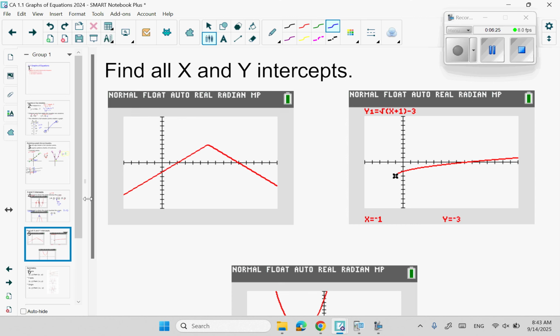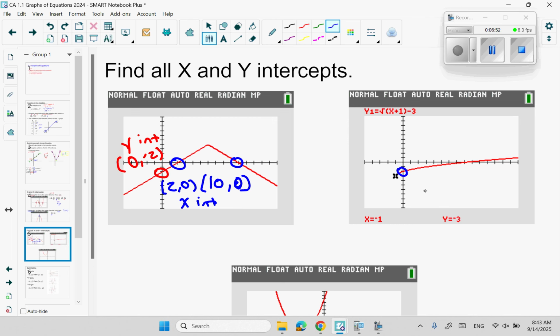Okay, find all the x and y intercepts. We get here and here, so that's 2, 0. 1, 2, 3, 4, 5, 6, 7, 8, 9, 10, and 10, 0. So those are my x-intercepts. And my y-intercept would be 0, -2.